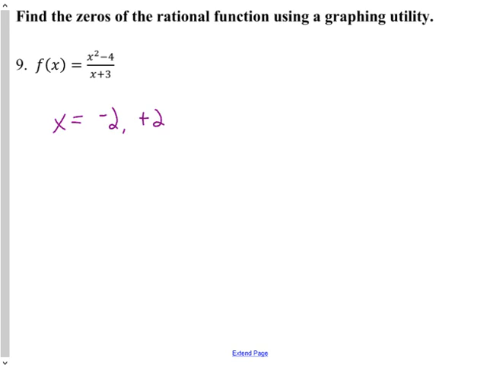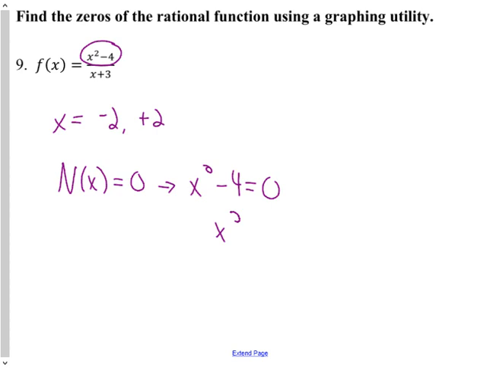Now, where did those come from? Right there, that came from setting the numerator equal to 0. That gives us x squared minus 4 is 0, and then x squared is 4, and so on. That's where it came from. So that's something to keep in mind as we move closer to graphing these rational functions. That will be one step of our graphing.